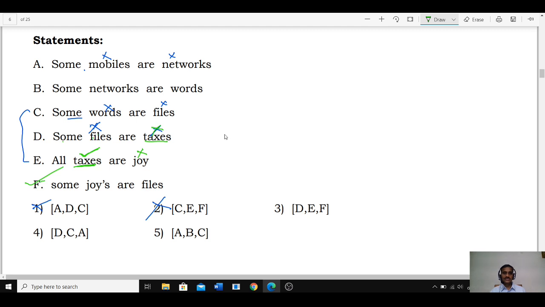Hence what is your answer here? Choice 3 is the answer. Question number 70. Clear? Hope everyone followed this one.